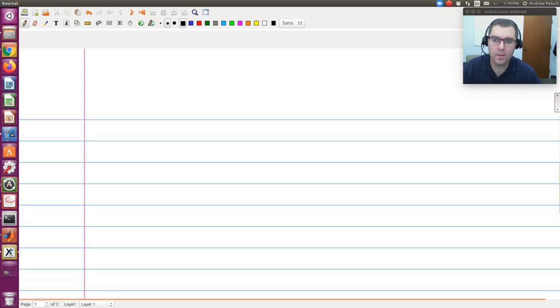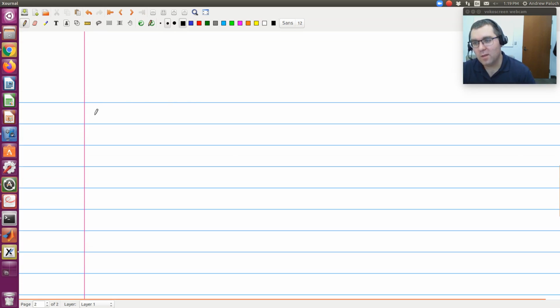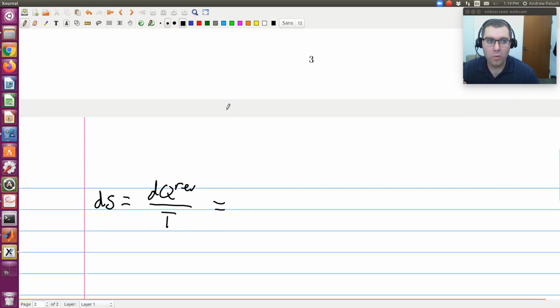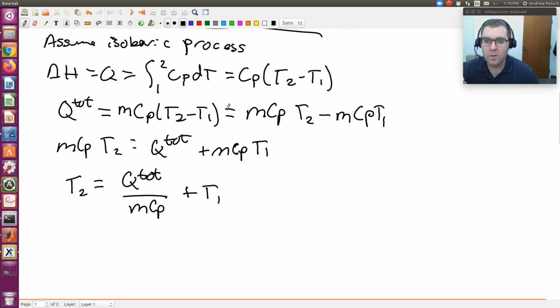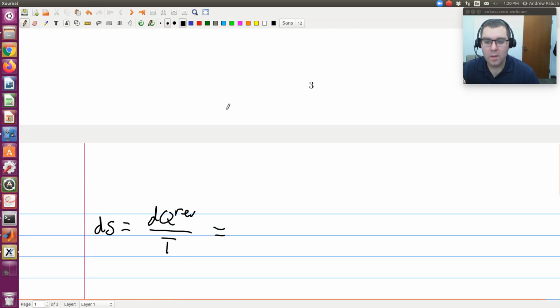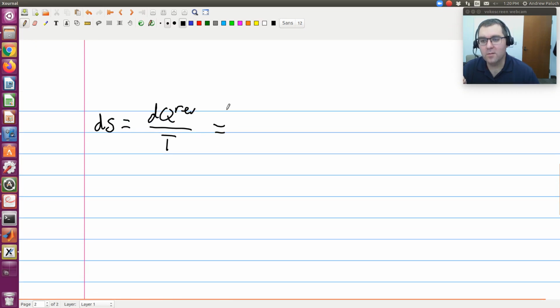Now to get delta S, the key is that dS is equal to dq reversible over T. Okay, so we're not going to assume a bath here. We're not yet assuming a bath. So dq reversible, we're told what the value of Q is, so that'll be relevant for the bath case.